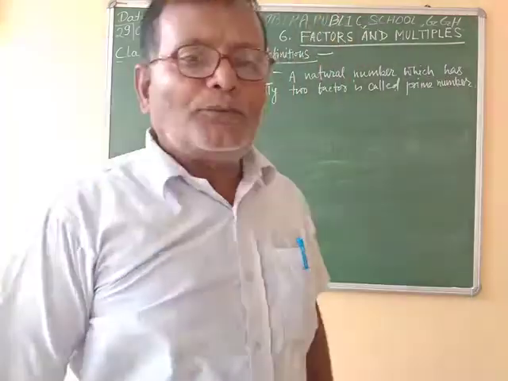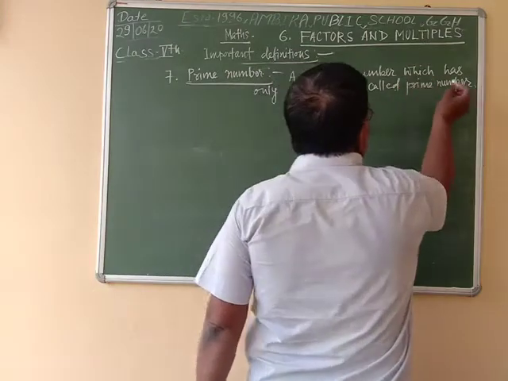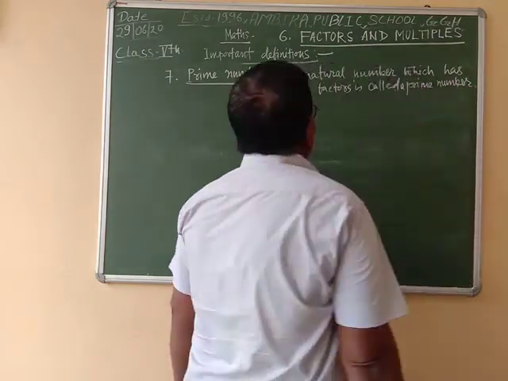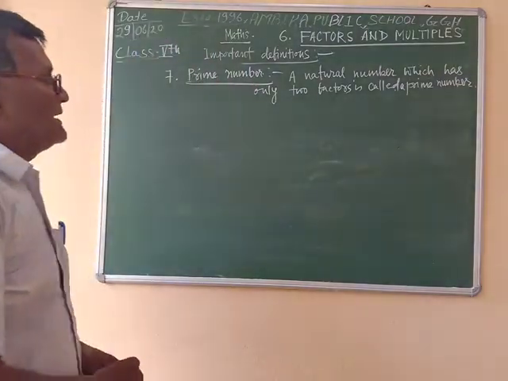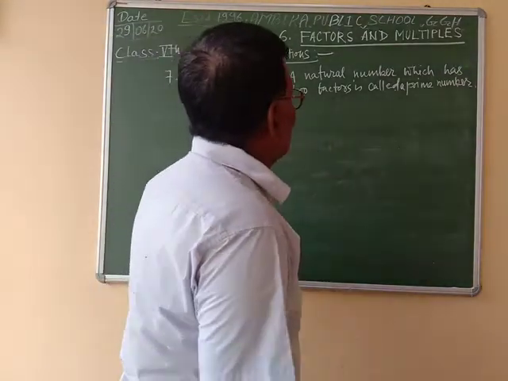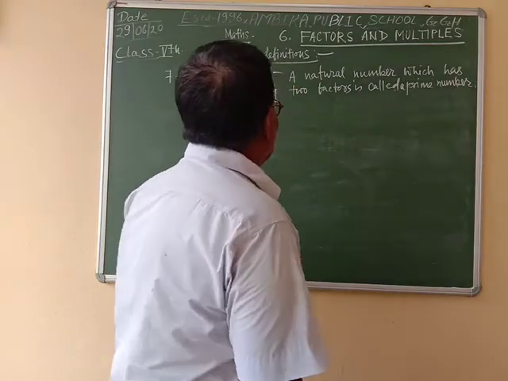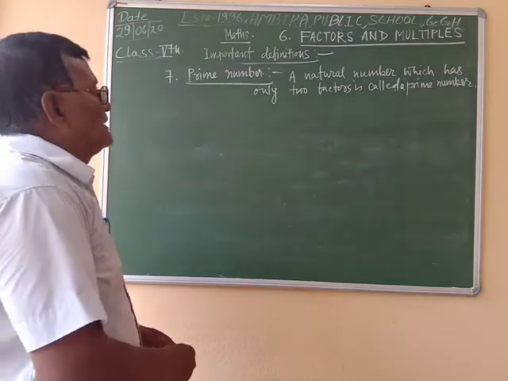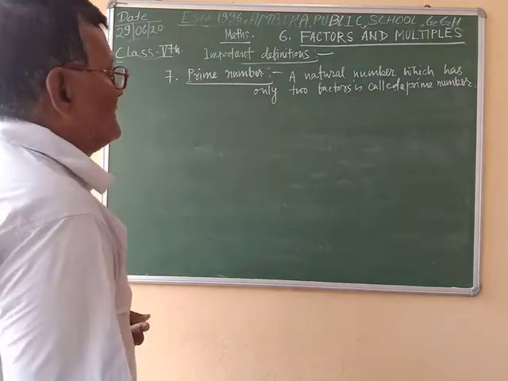A natural number which has only two factors is called a prime number. जिस प्राकृतिक संख्या का कम से कम दो गुणनखंड हो तो वह संख्या अभाज्य संख्या कहलाती है. यदि किसी प्राकृतिक संख्या का दो गुणनखंड हो तो उसे हम प्राइम नंबर कहते हैं.